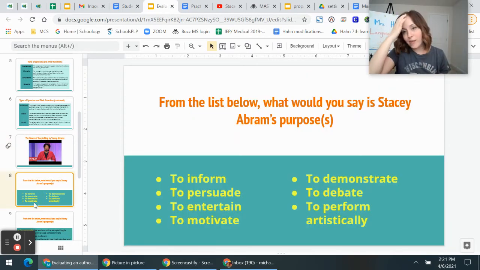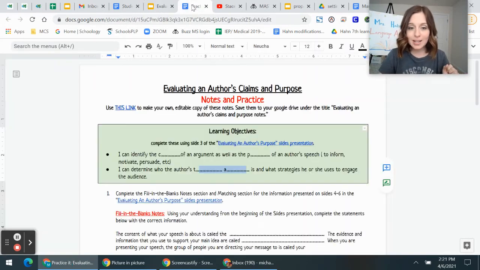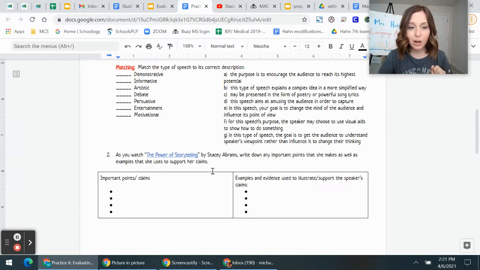So if you think about the things that Stacey Abrams said in her video, I want you to think about what her purpose was. Was it to inform, to persuade, to entertain, to motivate, to demonstrate, to debate, to perform artistically? I think we could argue there's a few of those things. Take a second. On your notes, I want you to guess right now.